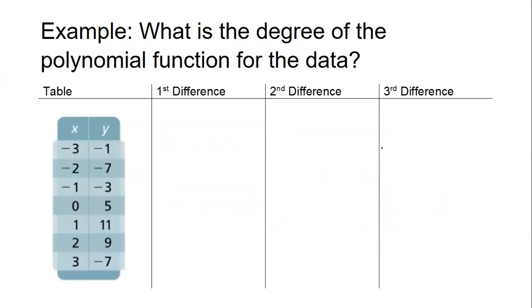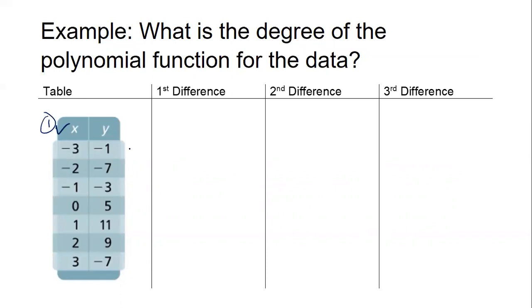So here we have, what is the degree of the polynomial function for the data? We are analyzing first to make sure that our x's are in order. They're in consecutive order. They are increasing or decreasing by the same amount, right? So our domain is good to go. All right. Step 2 is to find the difference from one y to the next.